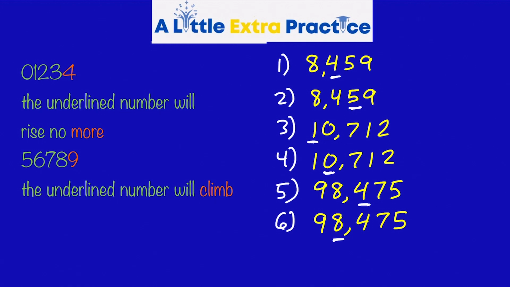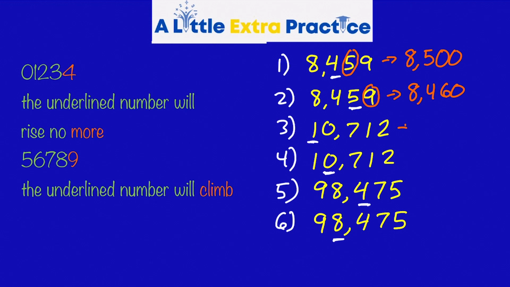So let's go ahead and check these. 8,459 rounded to the nearest 100. Well, 5 is a strong number. It's going to push that 4 up to a 5, and we'll have 8,500. The next one, we're rounding to the nearest 10. Circle the number to the right. 9, 5, 6, 7, 8, 9, underlying number will climb, and we'll have 8,460. Same number, but rounded to different place values, we get different answers.